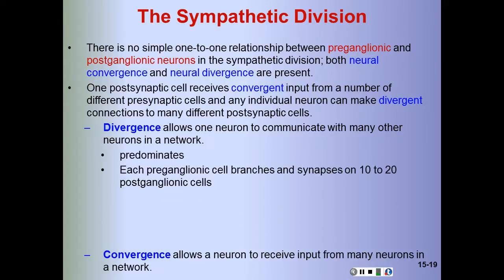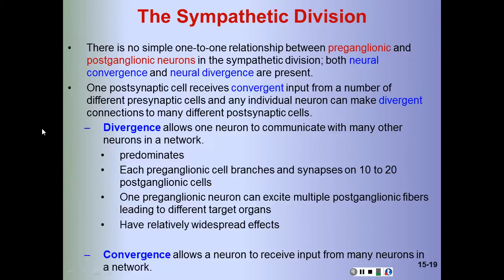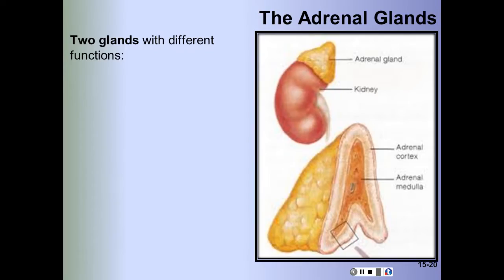Divergence predominates, and each preganglionic cell branches and synapses on 10 to 20 postganglionic cells. One preganglionic neuron can excite multiple postganglionic fibers, leading to different target organs, and they have a relatively widespread effect.